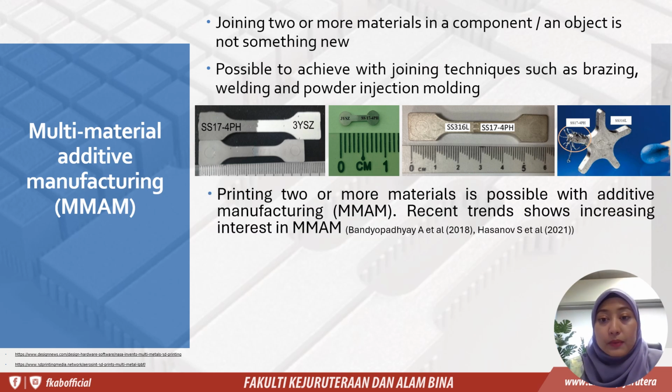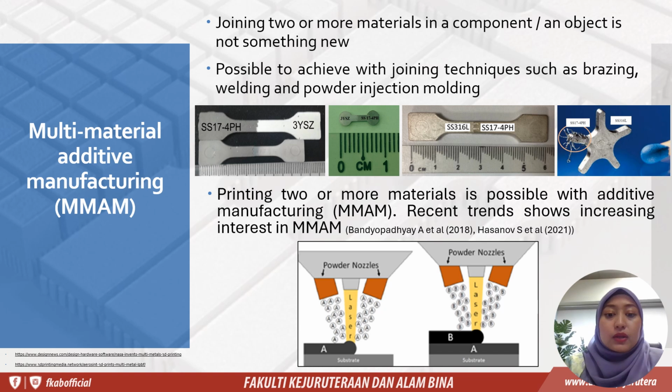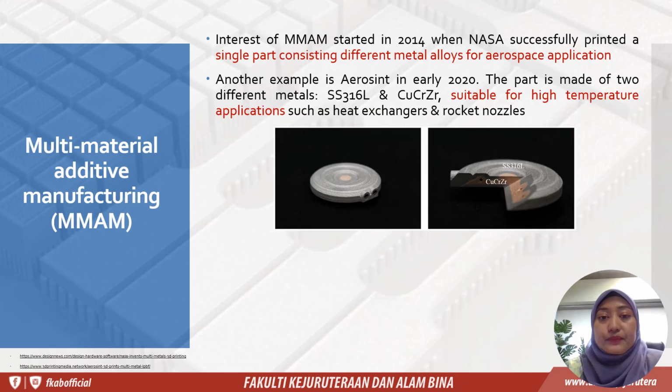So printing two or more materials is possible with additive manufacturing. Recent trends show increasing interest in MMAM. This shows how you can combine two different materials in one part. You can see that for material A, you print it and then you join the second material, which is B, and it is printed layer by layer.